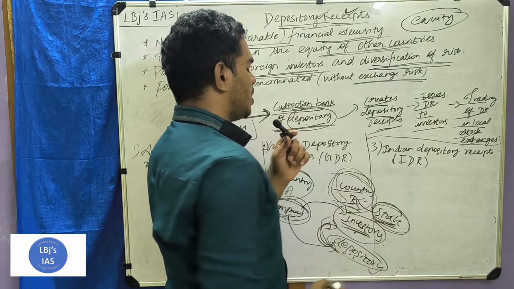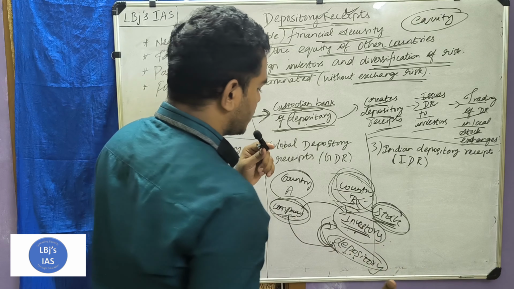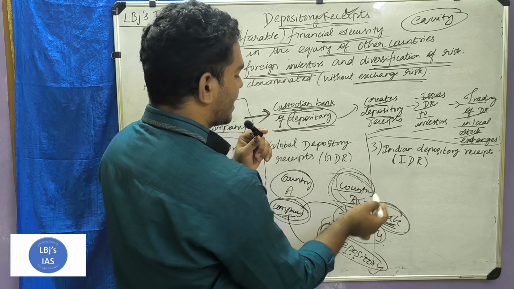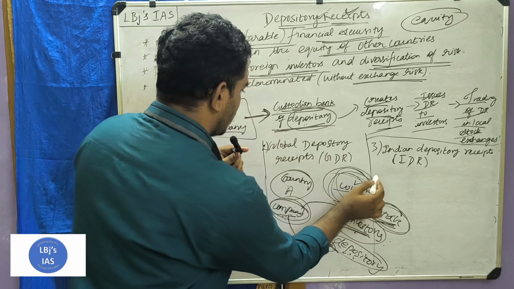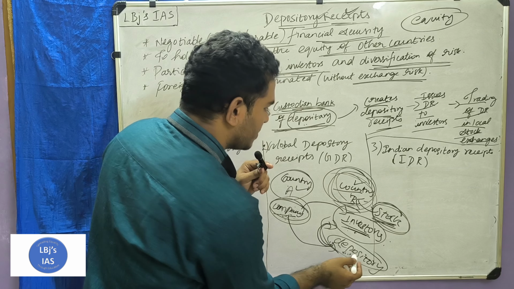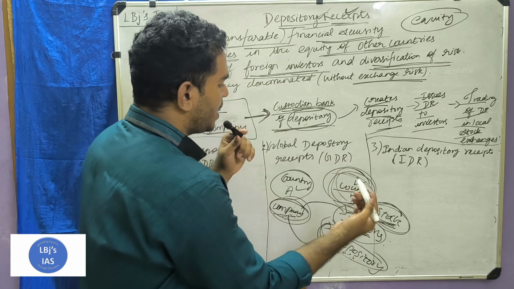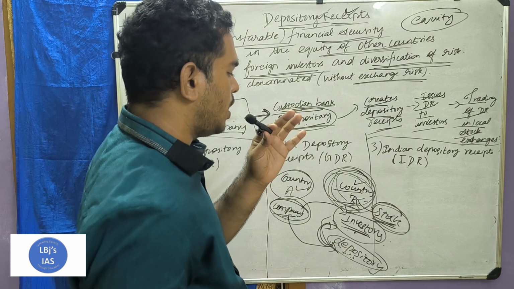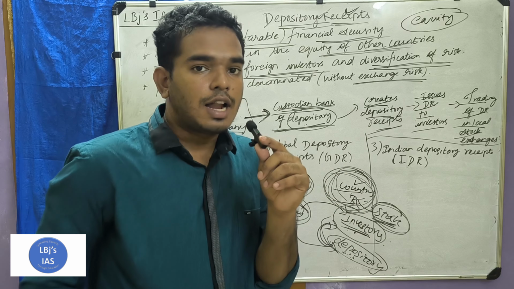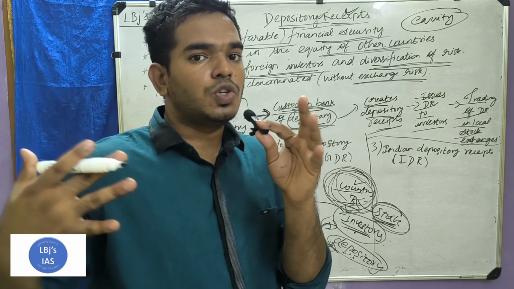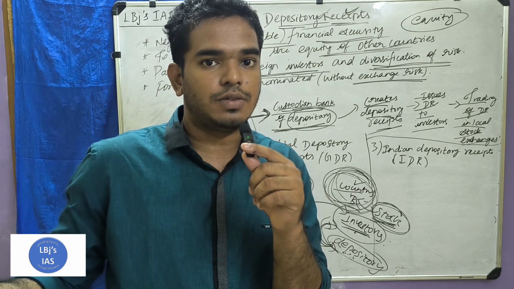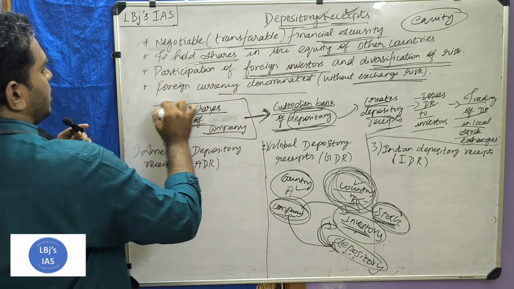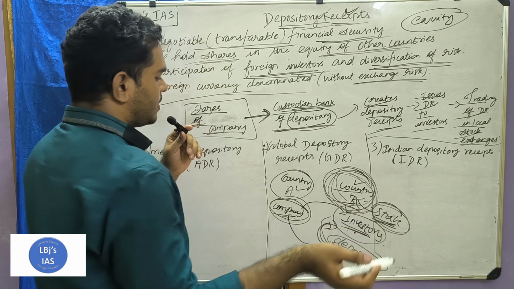And diversification of risk. Here the risk is diversified. Why? Because these depository receipts are issued in the currency of this country only, not in the other country. Depository receipts are issued or denominated in the currency of country B. So all the trading activities of depository receipts will happen in the currency of country B. So there will be no risk associated with foreign exchange. Foreign exchange risk will be eliminated, because depository receipts are foreign currency denominated.